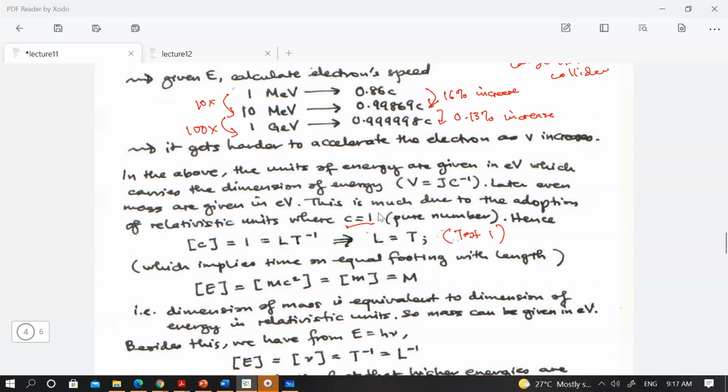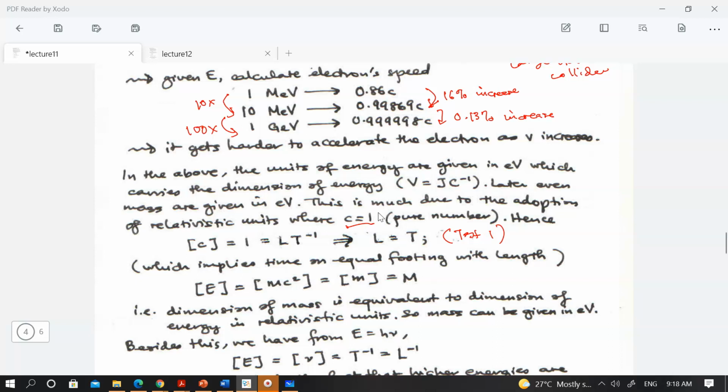But we can go further. We still use this idea of relativistic units. And one of the things that we have seen is the idea of your energy being given by the relativistic mass times c squared. So if you allow your c to be equal to 1, then the dimension of E will be equal to the dimension of M. So in other words, your mass has an equivalent dimension with the dimension of energy.